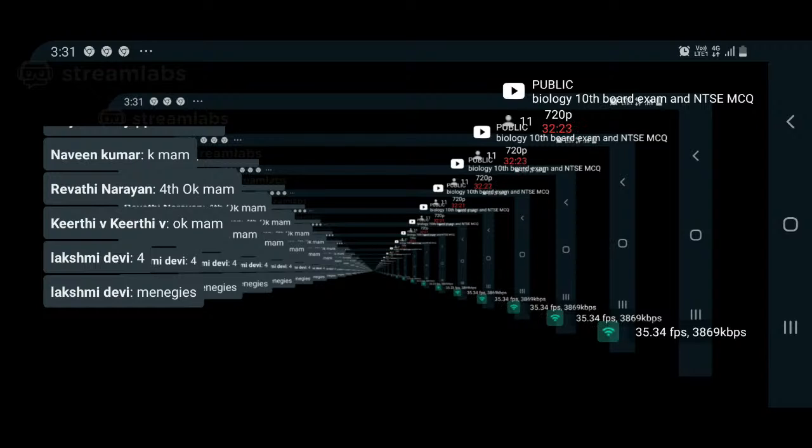Dikshita answered correctly. Meninges. Meninges is the right answer, but she went with a spelling mistake. No problem. Very good, Dikshita. Meninges. Option 3 is the right answer. Very nice.